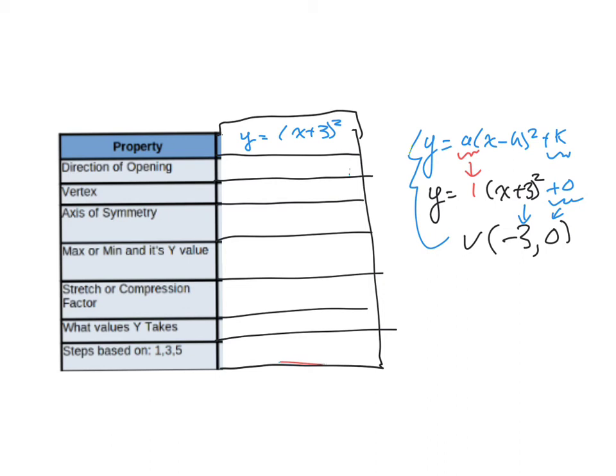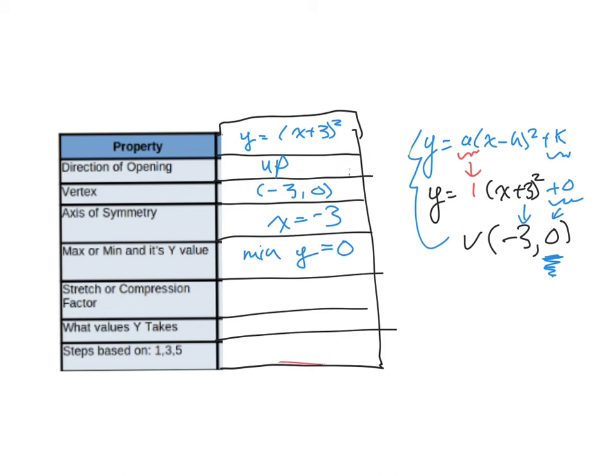You look at the a value. It's 1 in this case, and because it's 1, the direction of the opening is up. The vertex we calculated to be -3, 0. The axis of symmetry is x equals -3. Is this a max or a minimum? So the max or minimum value is whatever our y value is in our vertex. So in this case, it's 0. So you'd say this is a minimum because it's opening up and its y value is 0.